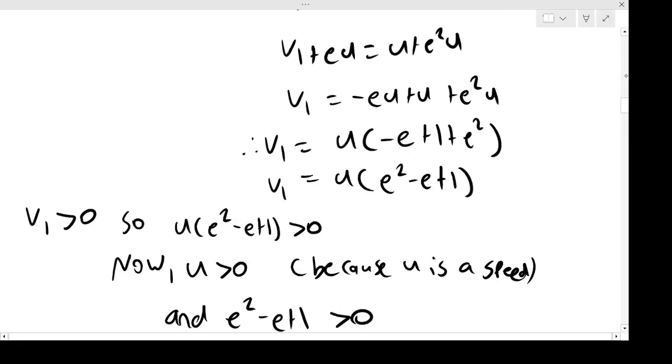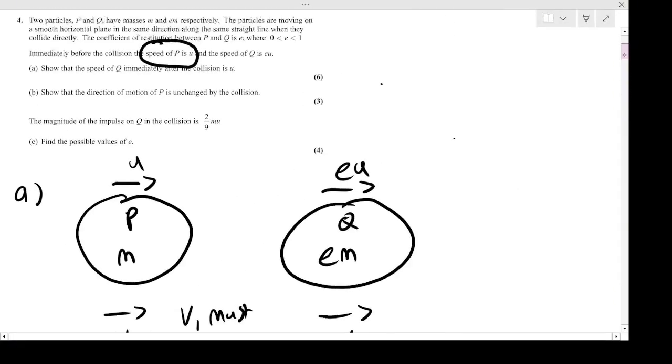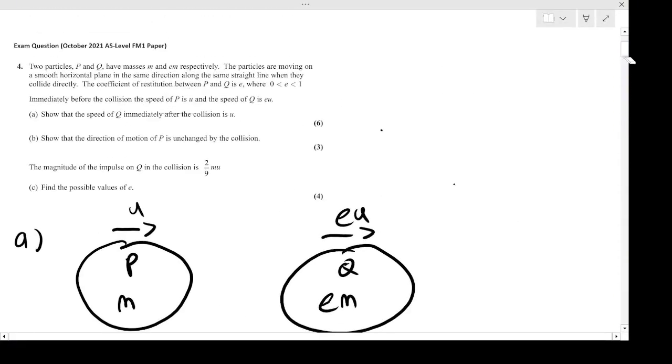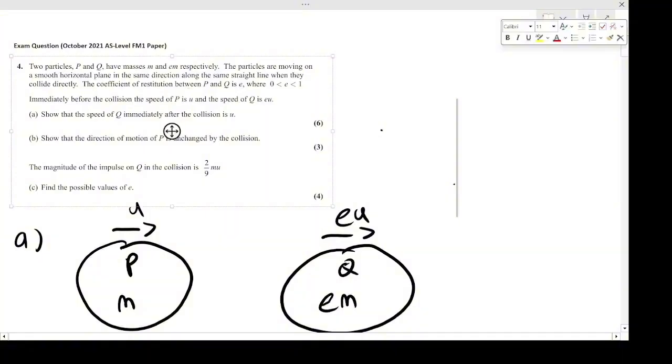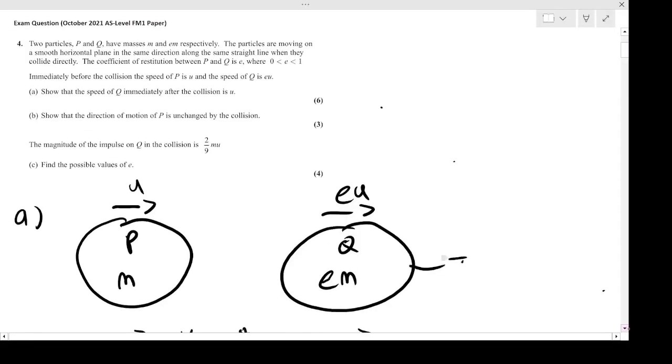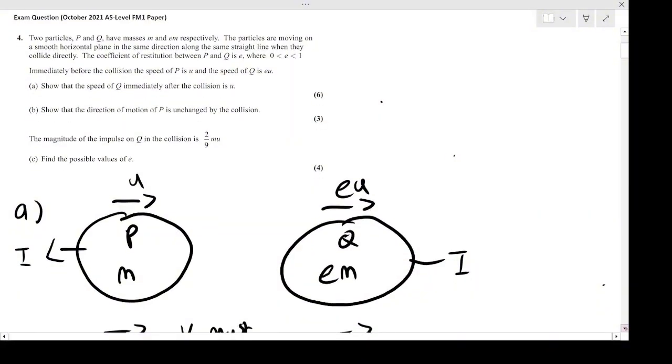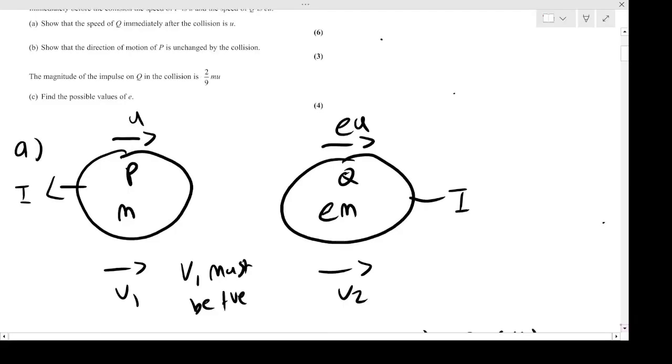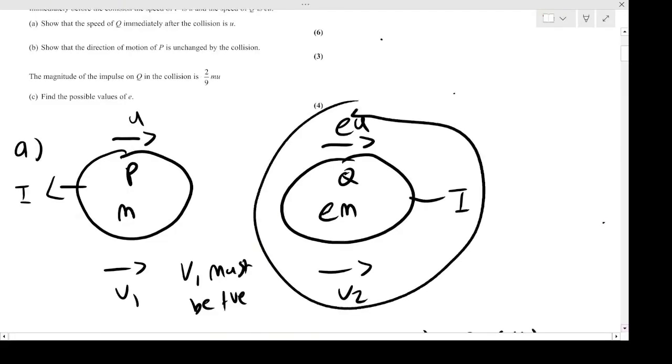Okay. Then in part C, it says that the magnitude of the impulse on Q is 2/9 mu. So again, if we have impulses, Q is going to have an impulse here, and P an impulse here. And it says find the possible values of e. Okay, it's mentioning Q, so let's consider Q.